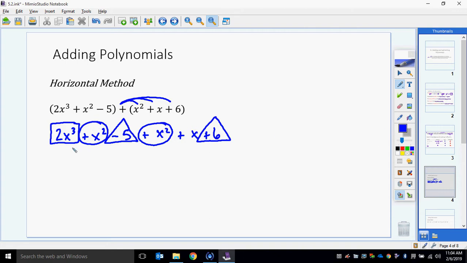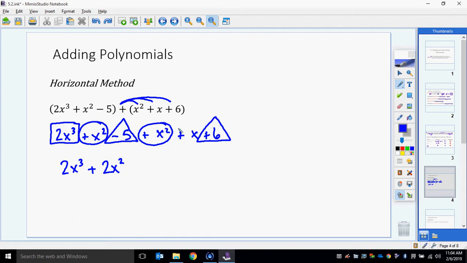So from there, I have a 2x cubed. I'm going to combine my circles. X squared plus x squared is 2x squared. It is not x to the 4th. All right, I'm simply adding their coefficients. 1x squared plus another x squared is 2x squared.